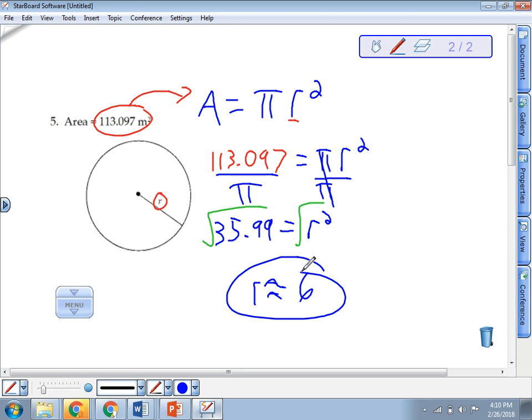So there you have finding area when you're given the area and trying to find a missing side based off that.